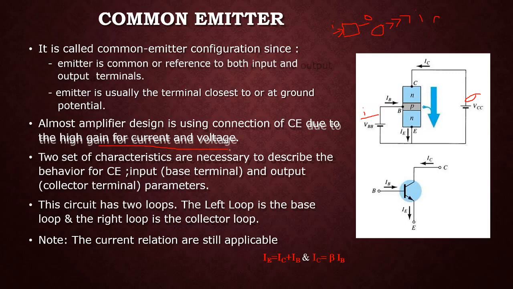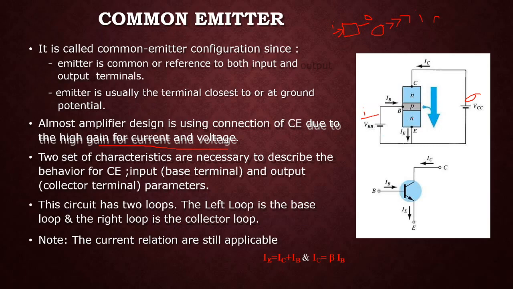Next, in this configuration we have to remember that there are input characteristics and output characteristics. Observe that this is the input section and this is the output section. I am applying the input voltage to the base terminal, and collecting the output across the collector terminal. So the voltage is applied to the base, the emitter is common, and the output is collected across the collector terminal.